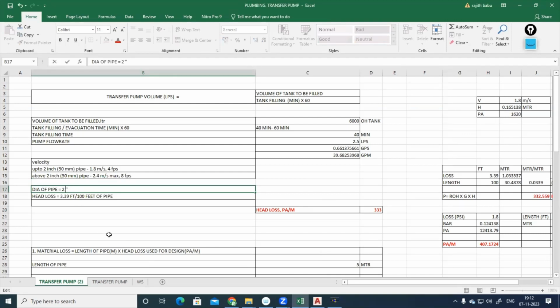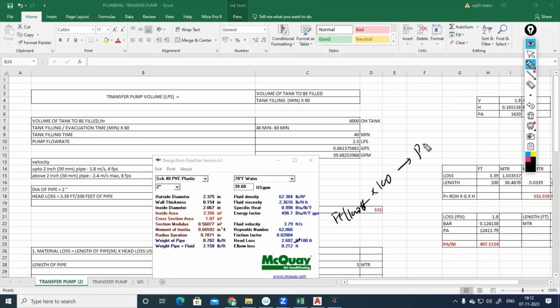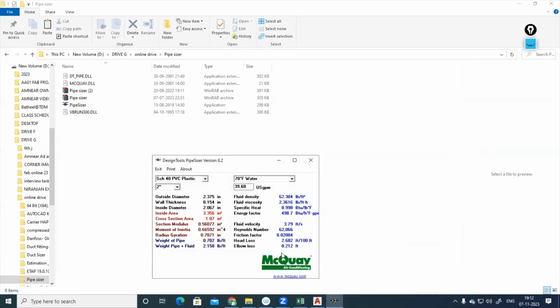We need head loss for the pump head calculation. What head loss are we getting? Here you can see head loss is 2.6 feet per 100 feet. How much Pascal per meter can it come? Feet per 100 feet multiplied by 100 gives you Pascal per meter approximately. So 2.6 feet per 100 feet is 260 Pascal per meter.